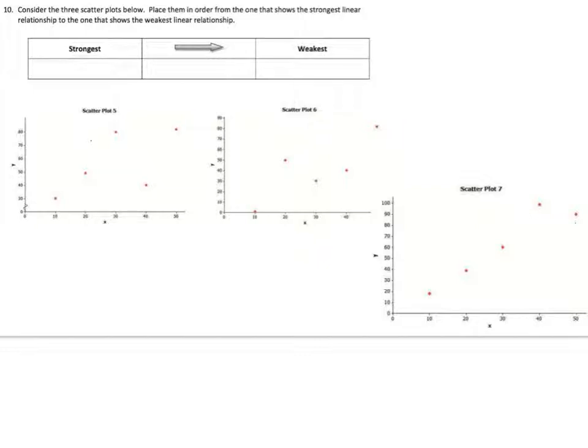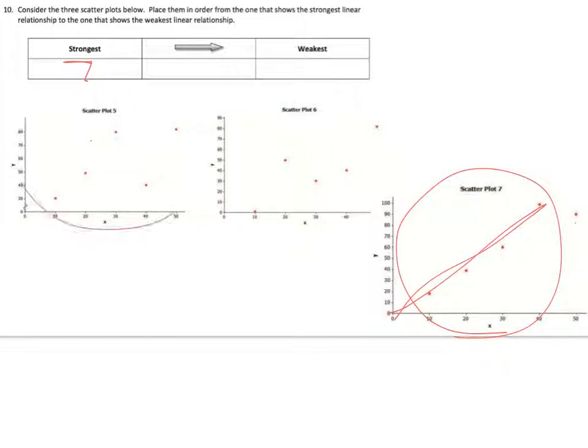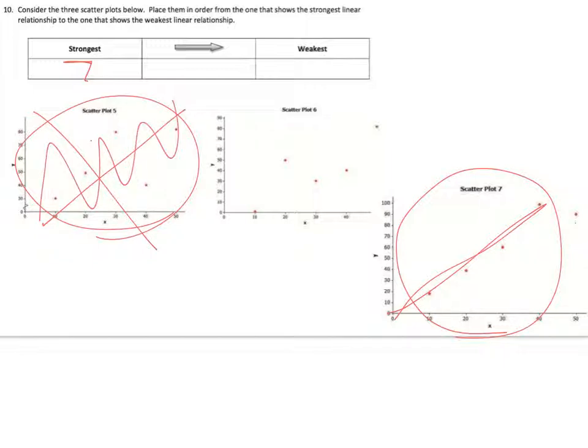Consider the 3 scatter plots below. Place them in the order from the ones that show the strongest linear relationship to the one that is the weakest linear relationship. That's an awesome one. I really like it. This one, I'd say looks awful. This one, but still, it's a better line. So that's pretty good, and that's pretty stinky.